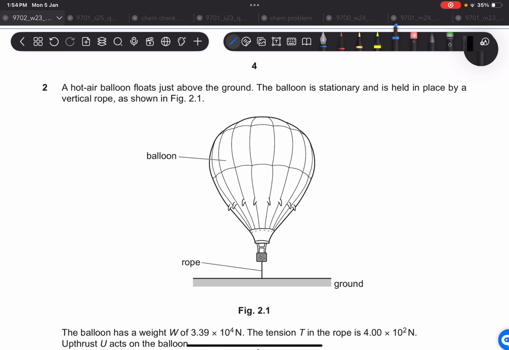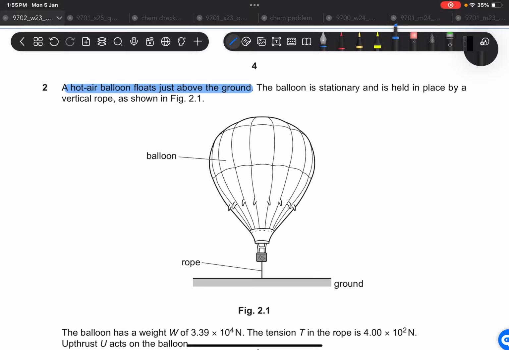So I'm going to tell you that AS level physics is not at all hard. It's just manipulation of what you've learned. So let's start solving a bunch of questions, and I'm going to show you how to think while solving AS level physics questions. Okay, so a hot air balloon floats just above the ground.